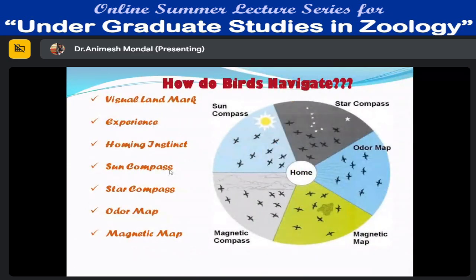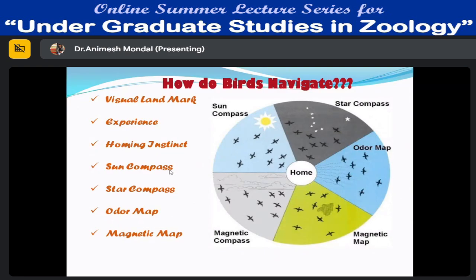Now, how do birds generally navigate, or find their way when they move? So there are certain factors. One is visual landmark. Now, what is the visual landmark? Birds basically sense the direction through some topographical features such as great rivers, valleys, coastlines, chains, oceanic islands and mountain ranges. They generally use these as visual landmarks for their migration.